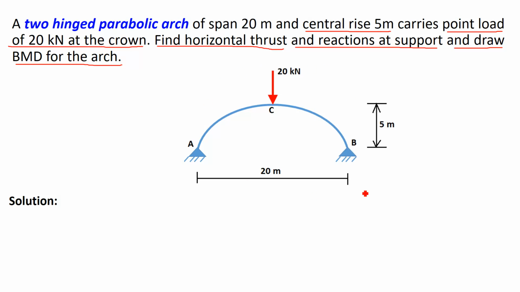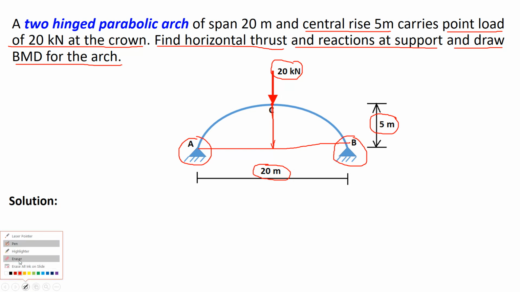So this is a two-hinge parabolic arch. Hinge support is provided at A and B. The horizontal span between A and B supports is 20 meter. The central rise means the vertical distance between the horizontal line and the crown point, which is given as 5 meter. A 20 kilonewton load is acting at the crown, exactly at the topmost point of the arch.